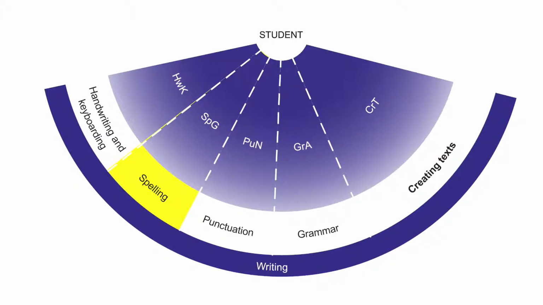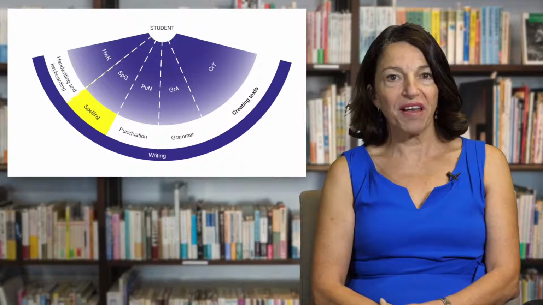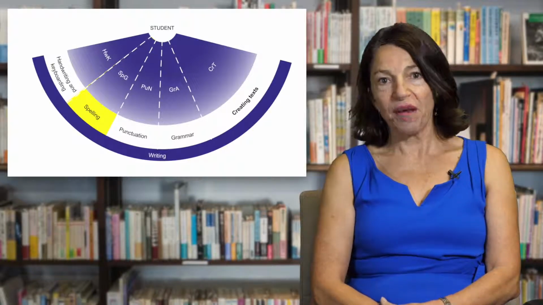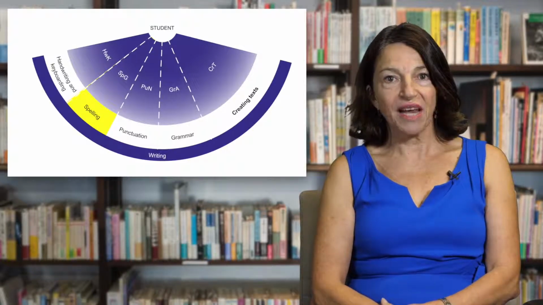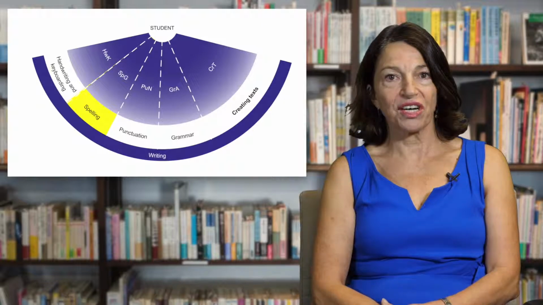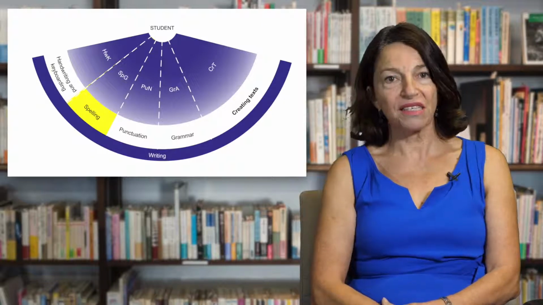The spelling sub-element shows how a student selects and arranges letters to form accurately spelt words. Students develop increasing skill and proficiency in using spelling as a tool to understand and create meaning in texts. At higher levels of the progression, students monitor their own spelling and explain how spelling impacts on meaning.